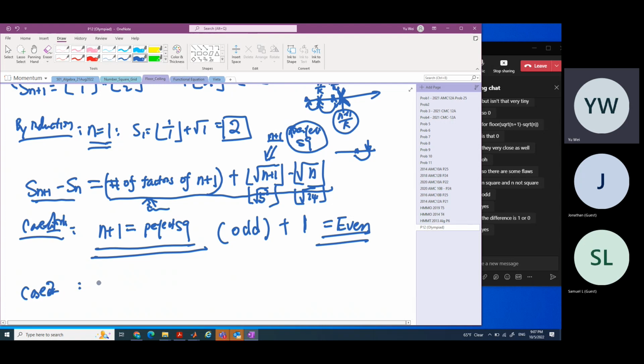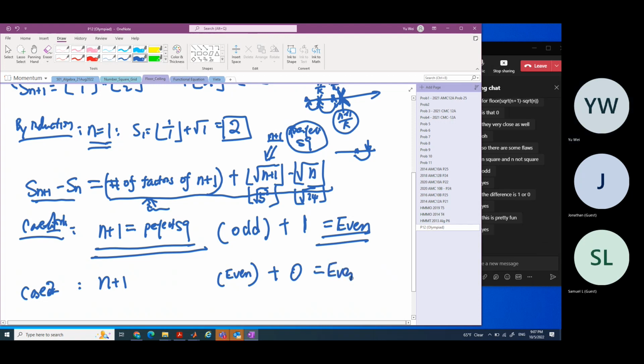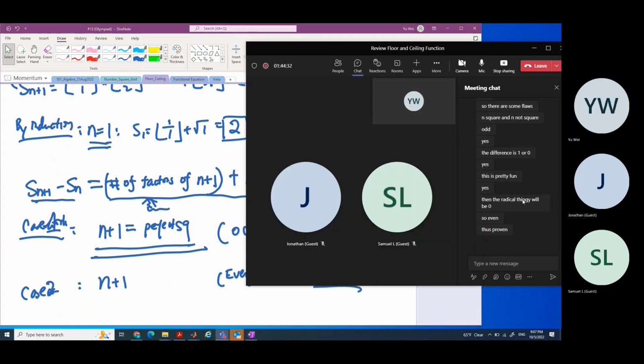Then case 2 is n plus 1 is not a perfect square. So how many factors does it have? Even factors, right? Plus 0. So the difference between these two will be even. Did you see it? It will always be even. Any question on this problem, Sam?